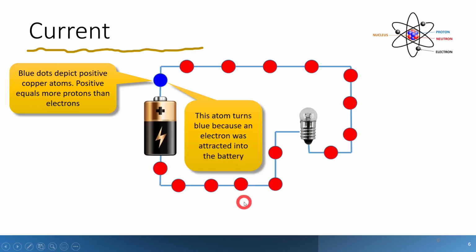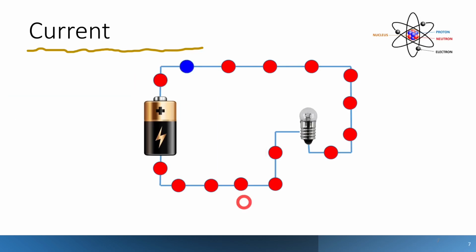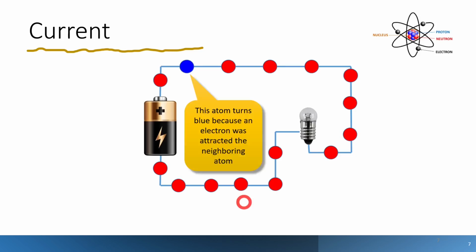And I'm explaining there that the blue means that we are a net positive. So then it happens again. The neighboring atom there gives up its electron, and this atom turns blue because the electron was attracted to the neighboring atom, and this process keeps happening. The chain reaction happens all the way down the line. The electron from here got pulled over to this one because it wanted to be stable, and it's a chain reaction.